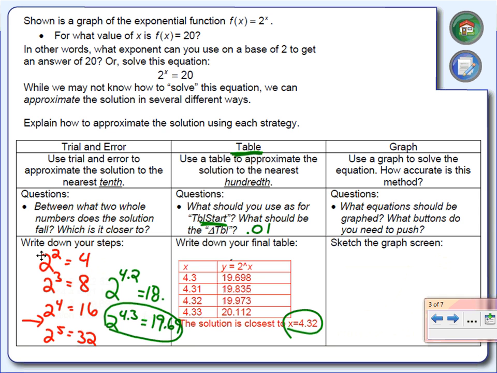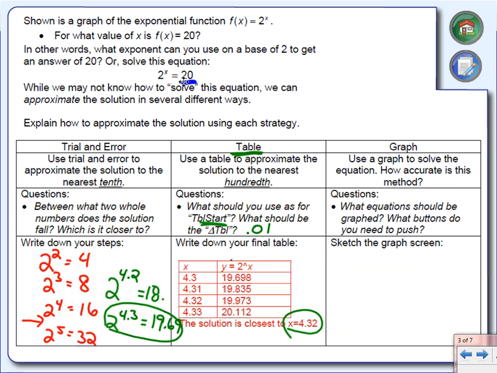So what exactly am I going to do for the graphing method? Well, we're going to graph the equation. So right now when y equals in y1, you already have the exponential 2 to the x power. But I also need you to type in something into y2. So go to y2, and I want you to type in the right side of the equation. What do I have on the right side of the equation? I have a 20. So type in a 20 for me. Then I want you to hit graph.